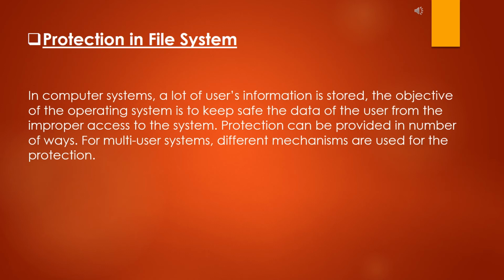Now we will know about protection in the file system. In computer systems, a lot of users' information is stored. The objective of the operating system is to keep the data of the user safe from improper access to the system. Protection can be provided in a number of ways. For a single laptop system, we might provide protection by locking the computer in a disk drawer or file cabinet. For a multi-user system, different mechanisms are used for protection.